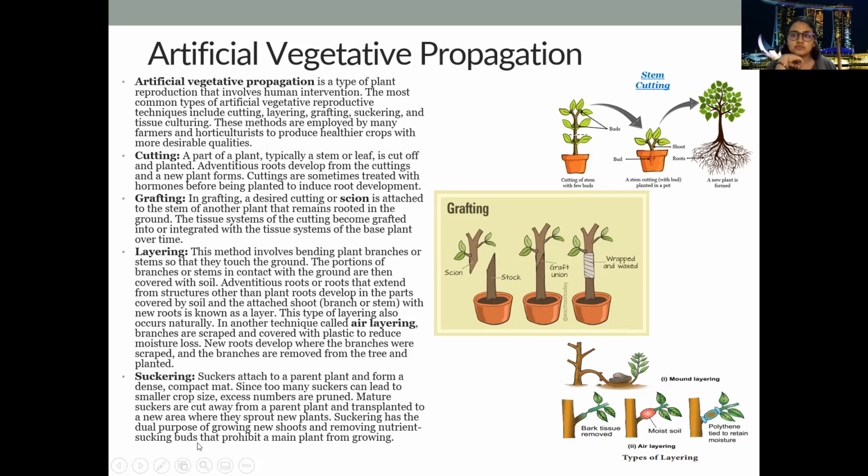Ma'am, I think it's basically a method where new individuals develop without any fertilization. Yes, correct. So which animals show this kind of parthenogenesis?